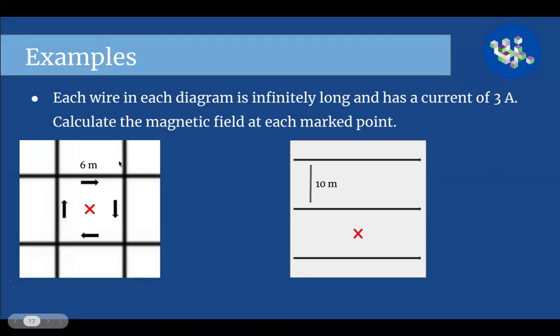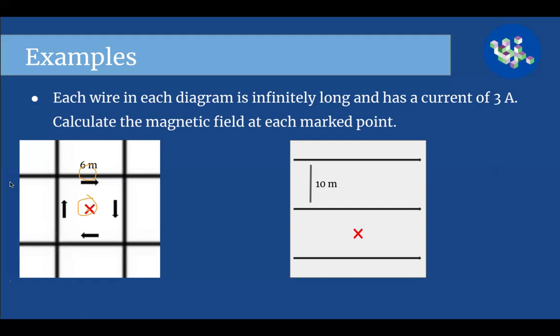Okay, we're back. Let's look at the first problem. I want to find the magnetic field over there. If I use my right-hand rule to find the direction of the magnetic field due to the top wire, I'll find that the magnetic field will point into the screen.